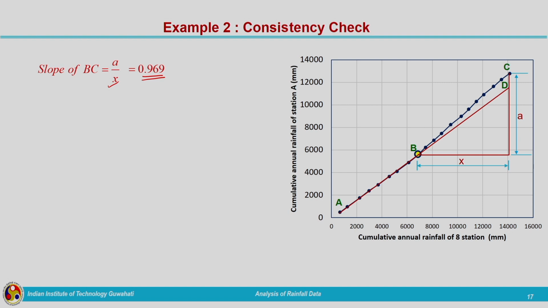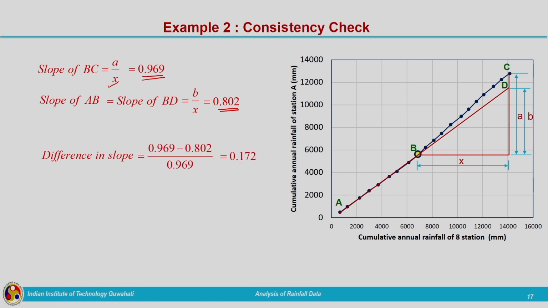In a similar way we need to calculate the slope of BD, or slope of AB. The slope of AB is the same as the slope of BD, and that can be calculated by taking the ratio B by X. It is calculated to be 0.802. Now we need to check whether the difference in slopes is within 10% or more than 10%. The difference in slope is calculated to be 0.172, that is around 17%.